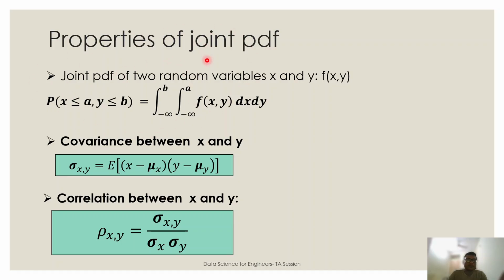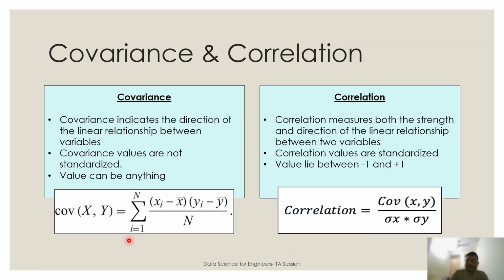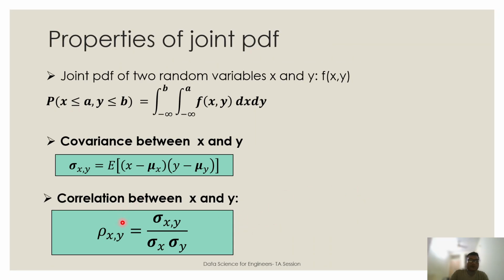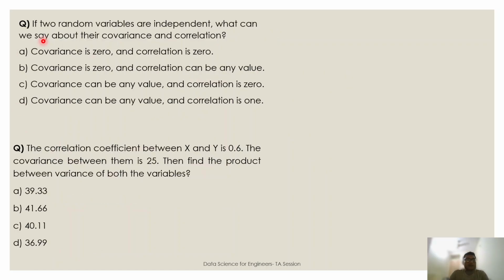These are properties of a joint distribution. If you have two distributions x and y, you calculate the expected value, and the correlation between x and y is this. This is the symbol of correlation of x and y; this is the covariance between x and y, this is the variance of x, and this is the variance of y. So we will see the numerical based on that. Here is the question: if two random variables are independent, what can we say about their covariance and correlation?